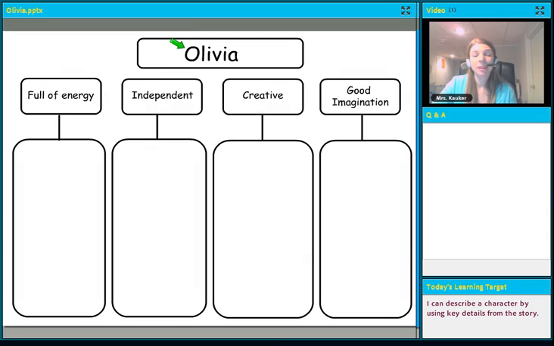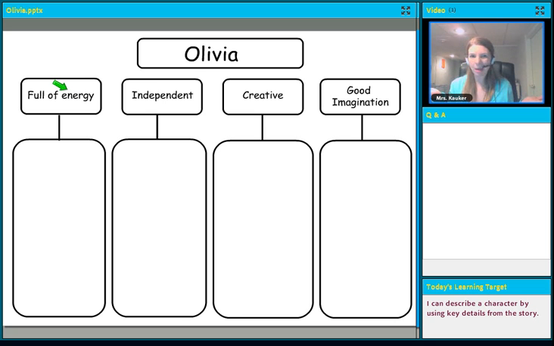Okay. Now remember, I said that I need to use textual evidence to describe Olivia. Okay, I want to use those key details. The first word that I chose to describe Olivia, I'm going to do this one by myself. Since I know I've done this before, you just watch and you see what we're going to do to help describe Olivia, okay? So I said Olivia was full of energy. Mrs. Kauker's going to do this one. I need to find some textual evidence that tells how is Olivia full of energy?